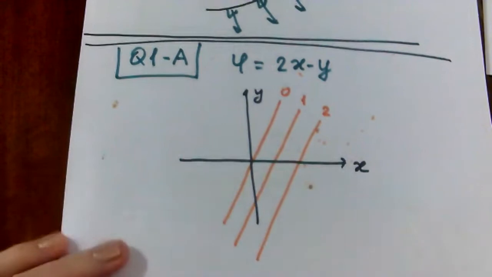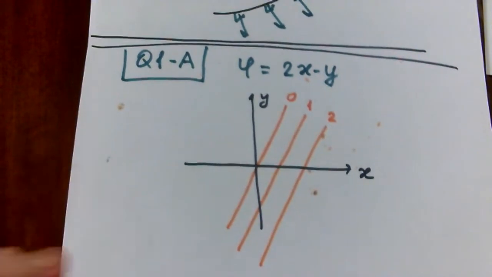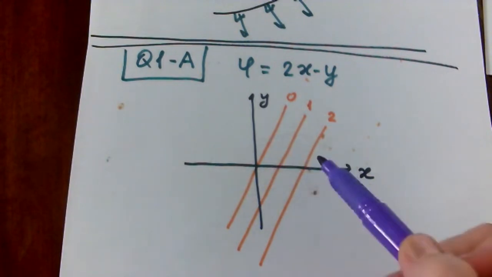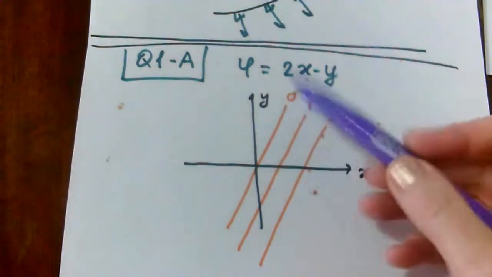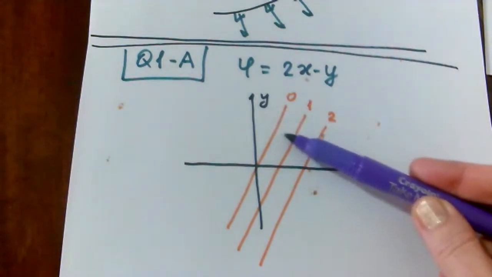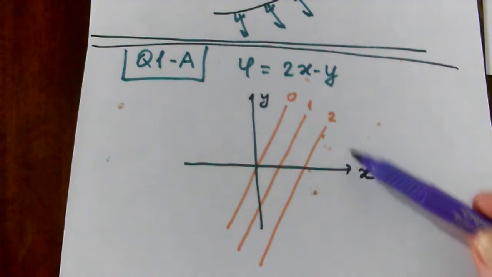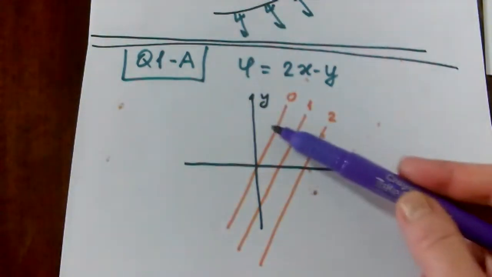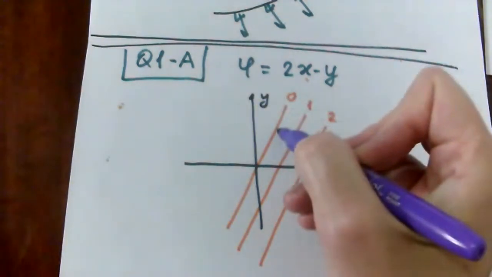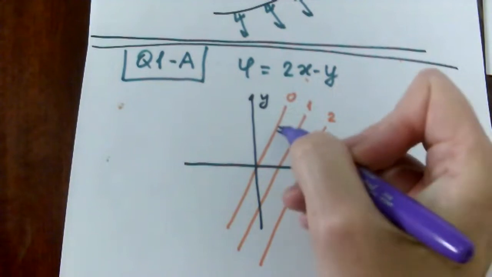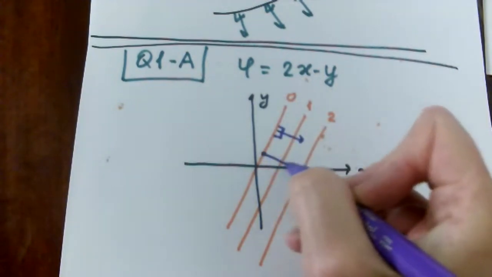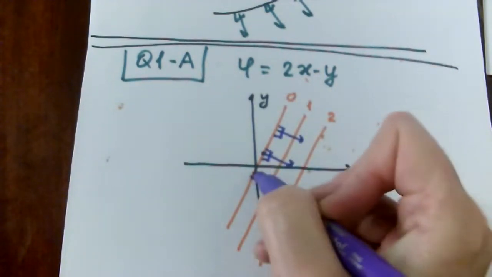So I'm just copying this contour plot from the previous pages. Now we need to plot gradients here, but you already have some experience. Of course, you need to head in this direction to get the increase in phi, and at the same time you should try to remain orthogonal. So this is our first gradient, second gradient, and so on.